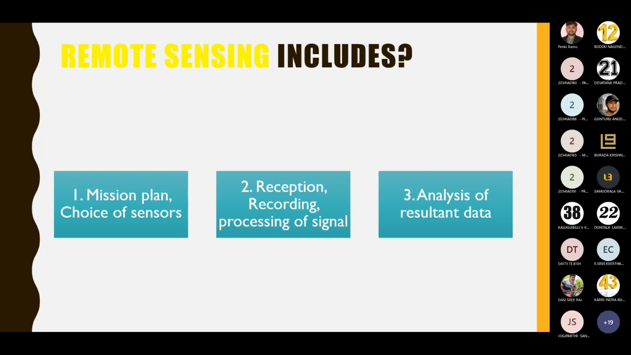Once the mission plan and choice of sensors is done, the satellite will be prepared and it will be launched, and then data reception, data recording, and processing of the recorded signal will be carried out. So after processing of the recorded signal, we will be having a certain amount of data. By analyzing this collected data, we will get some sort of results. So remote sensing includes these things.